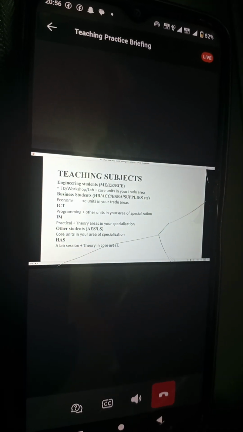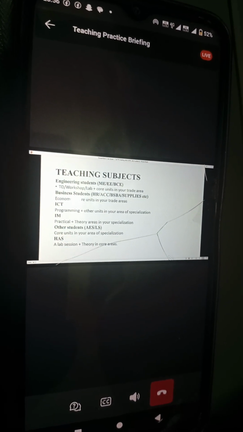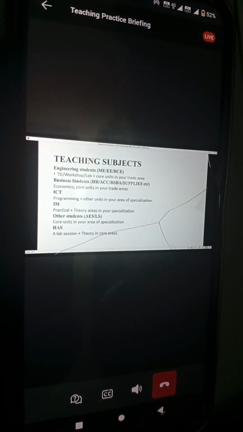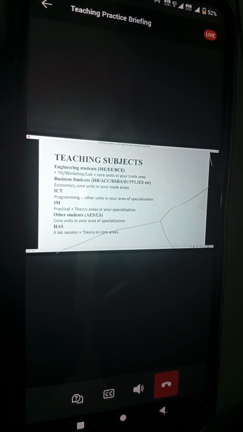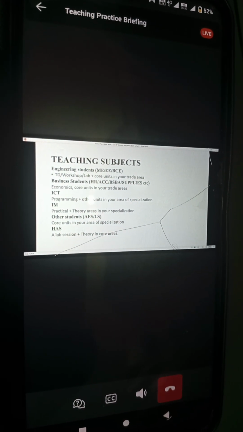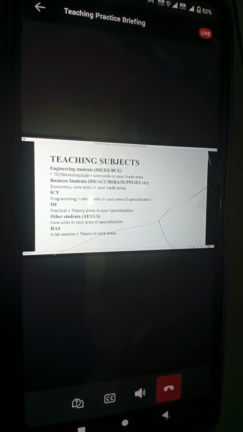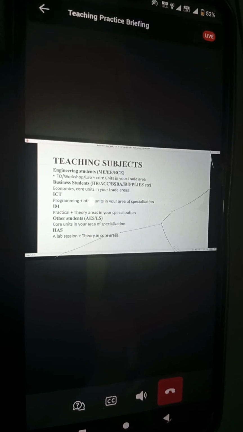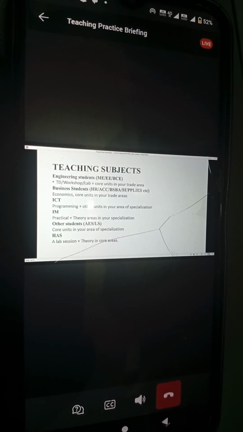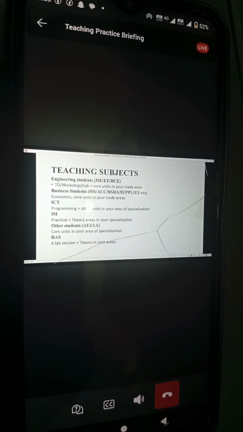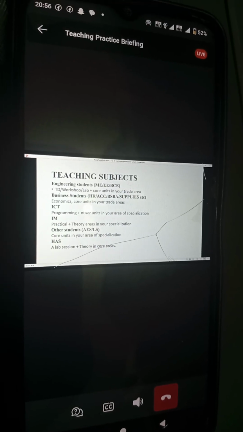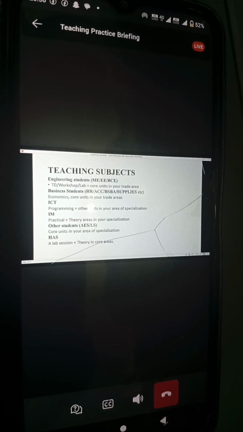If you are electrical, you cannot teach mathematics. Your core area is electrical. So that's what it means by core. If you're in business, let's say HR, your core area is not management, it is HR. If it is accounting, it's accounting. It's not communication skills. You better understand. So that's what it means for the guys in engineering, please. There must be a theory in your core area of training, then plus 1 practical, which can be TD, workshop, labs. So check whether they have labs.